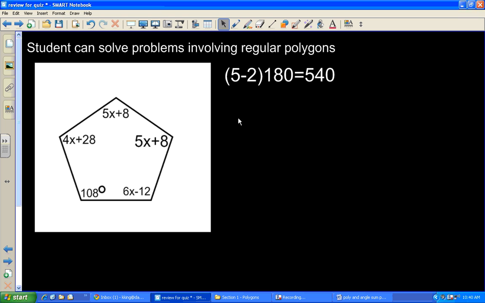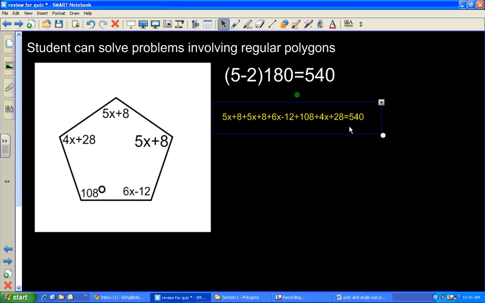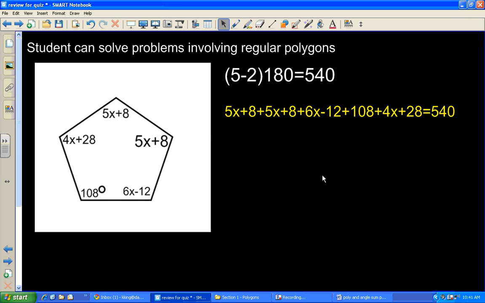Okay? 2 ways you can go about doing this. You can simply write out the long way. So you do, just going around the circle, 5x plus 8 plus 5x plus 8 plus 6x minus 12 plus 108 plus 4x plus 28 equals 540. You would solve for x, and then again, the key is all of those angles have to be the same. So once you solve for x, all right, you would combine your like terms and all of that stuff. In this case, x equals 20.